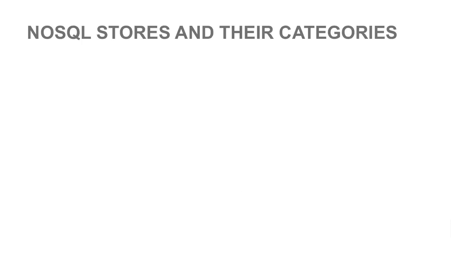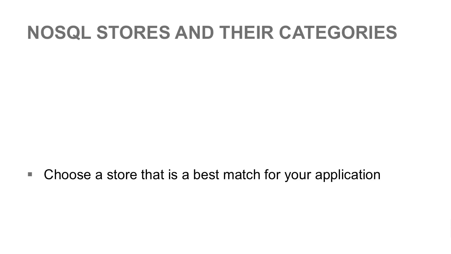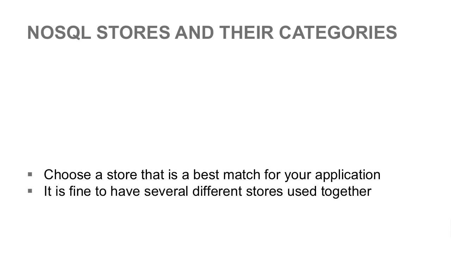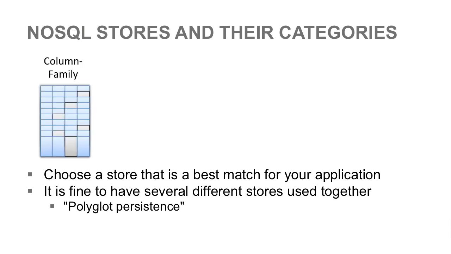NoSQL stores come in several flavors. When we are working with a store, we need to choose a store that is going to be a good match for our application. Sometimes we are going to use several different stores that we may be using together, and this is something called Polyglot Persistence. There are four major flavors of these stores. We have a column family store. We have actually seen one of these as Apache HBase, which is running on top of Hadoop. The values are stored in columns, and the systems are good for storing sparse data.